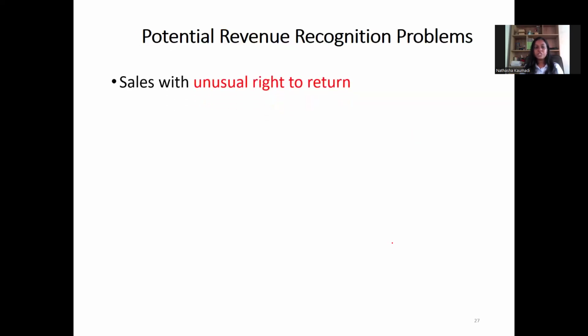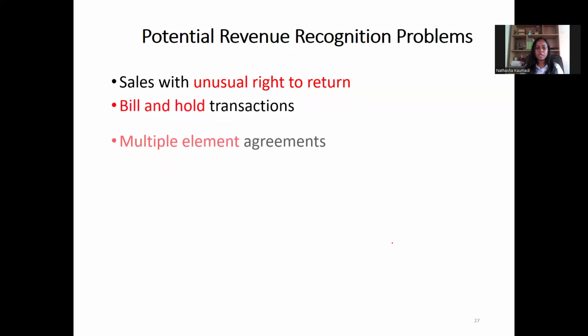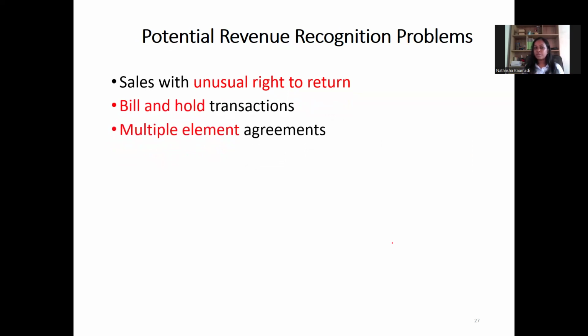Next, potential revenue recognition problems. In these situations, there can be revenue recognition problems again. Sales with unusual right to return. Usually, when we are selling, goods can be returned. As a company, we have to accept the returns unless there are certain items we are not accepting. Let's say within 30 days or within 5 days, during a period, they have to return the goods with the bills and everything.